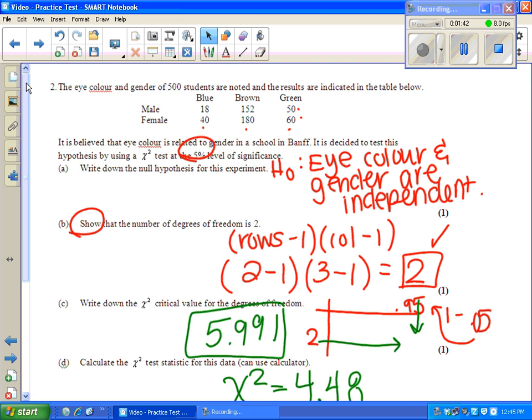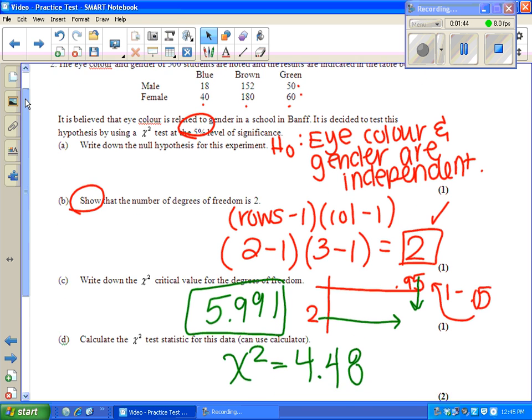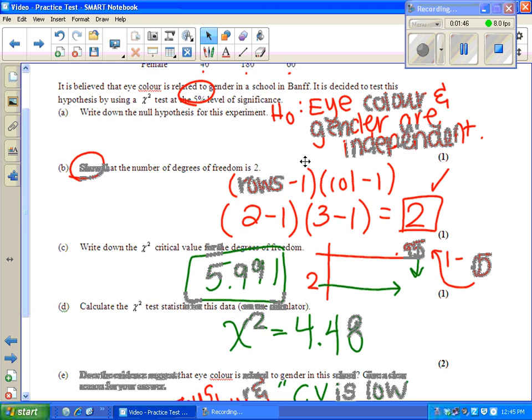Question 2, this is a chi-squared test. So the first part asked me for the null hypothesis. Null is when they are independent, so eye color and gender are independent. Part B said to show the number of degrees of freedom is 2, so you should get 2 as your answer. The formula I used was rows minus 1 times columns minus 1, so 2 rows minus 1, 3 columns minus 1, showing that 2 is in fact the degrees of freedom.